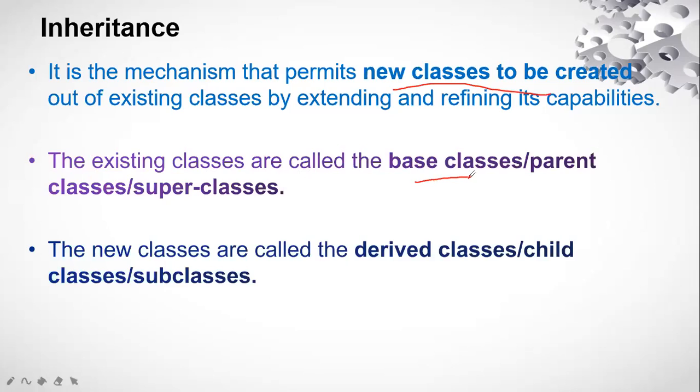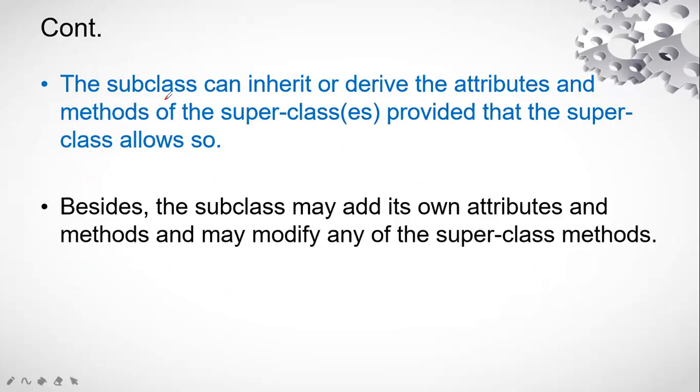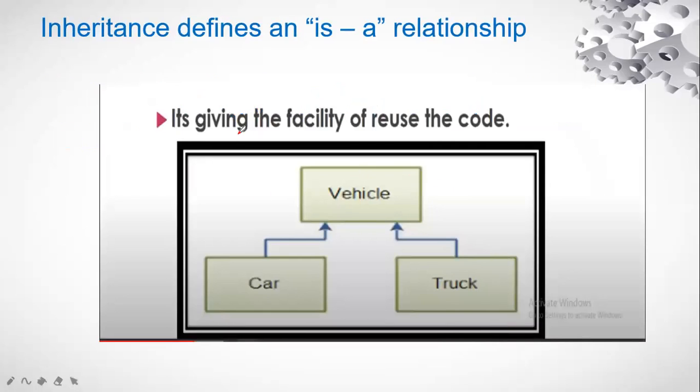The existing classes are called base classes, parent classes, or superclasses. The new classes are called derived classes, child classes, or subclasses, right? The subclass can inherit or derive the attributes and methods of the superclass, provided that the superclass allows it. If in the superclass the access specifier is defined as public, only then can it inherit the properties, right? If it is private, it cannot be inherited. Besides, the subclass may add its own attributes and methods and may modify any of the superclass methods. So it can have a few attributes derived from the superclass, as well as its own attributes.